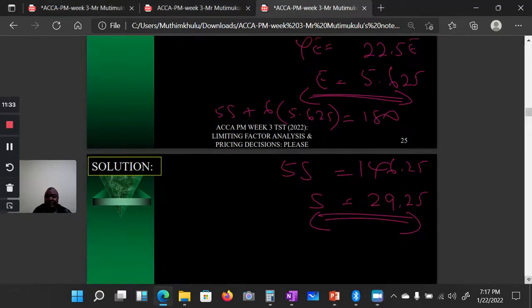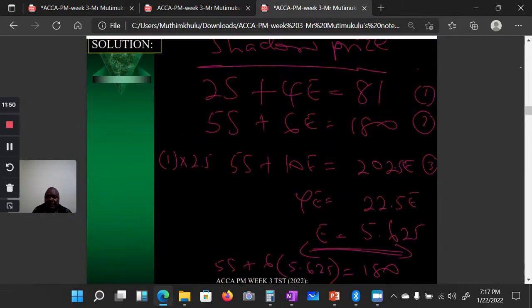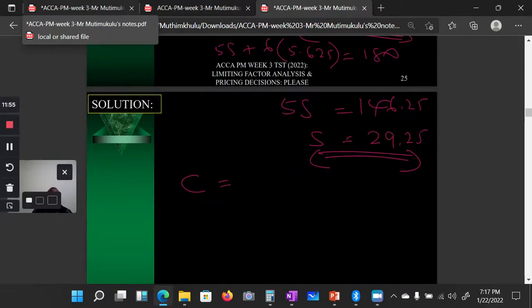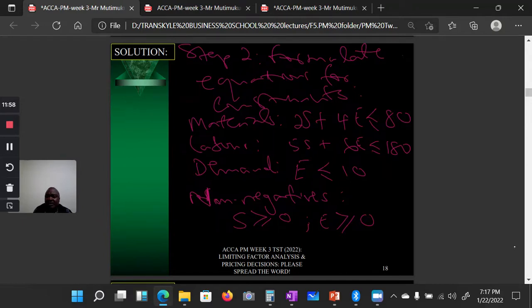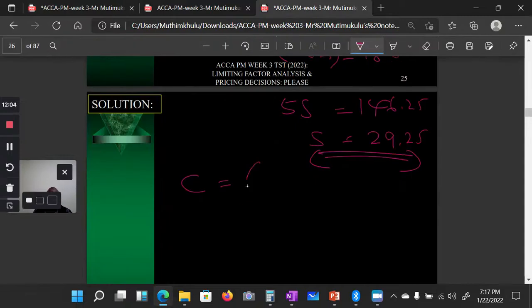Okay. Now we have these values. Remember, we are guided by the objective function, the contribution. So the contribution, which is 9s. Let me just go back to the slide. Okay, what was the objective function? Yeah, 6s plus 9e. This was the objective function, which we have to satisfy.